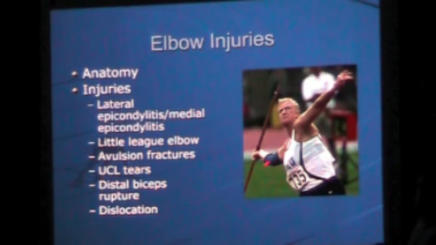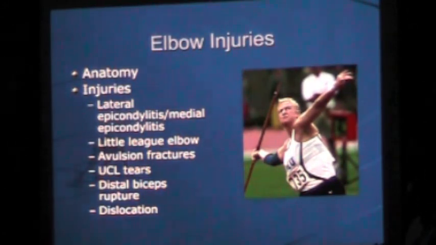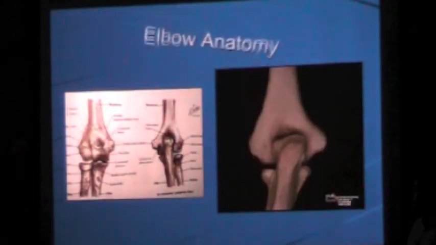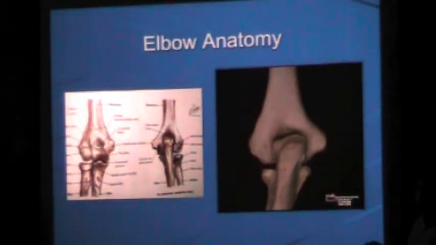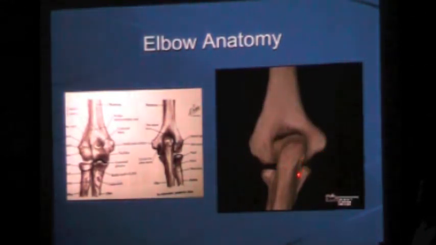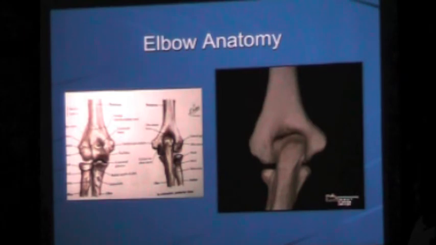Actually, some of the earlier elbow studies were done on javelin throwers, and that's where they found out a lot of the problems with elbows, particularly in ulnar collateral ligament injuries. I think it was first described in javelin throwers. Anyway, here's some basic anatomy of the elbow: lateral epicondyle, medial epicondyle, radiocapitellar joint, ulnohumeral joint. Very basic anatomy for you guys.